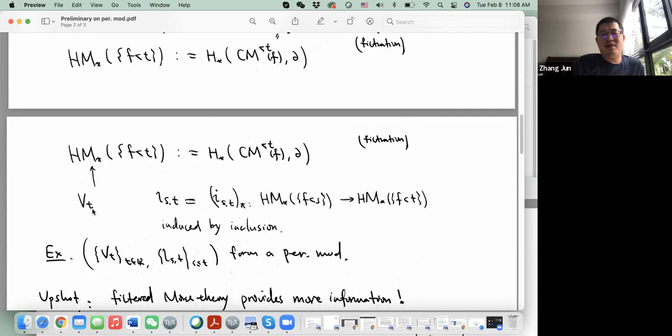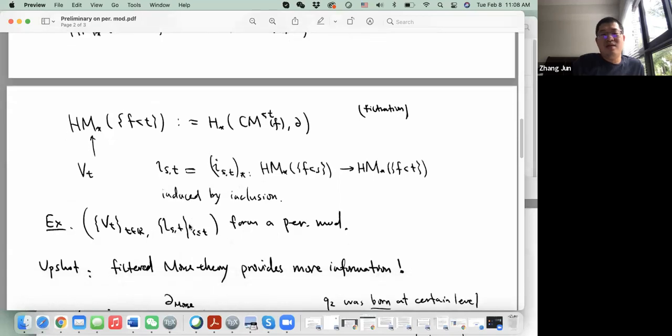I mean, the vector space at time t, or at filtration t. And here you actually have a structure map from S to T, S smaller than T. This was induced by the inclusion. You have the inclusion of chain complexes that commutes with the boundary operator, then you pass to the homology, and you get this S and T.